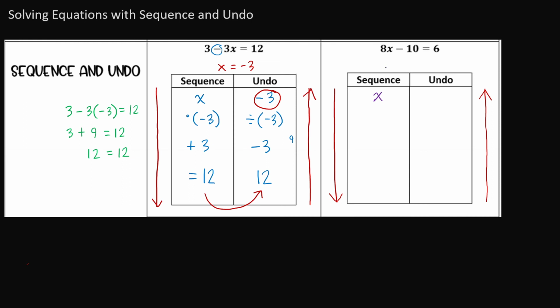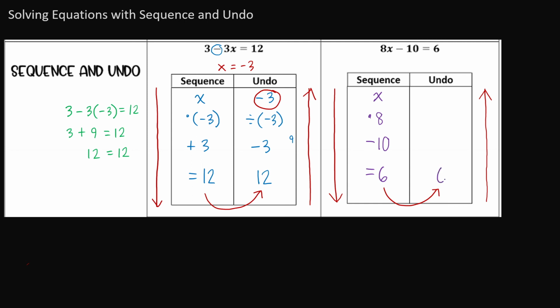The first thing I see that's happening to x is it's being multiplied by 8. 8 times x. So x times 8. And then I see that we are subtracting 10. X times 8 minus 10, and that's equal to 6. So there's all of the actions that created this table, or that created the sequence column. Now we're going to flip the sequence column into the undo column.